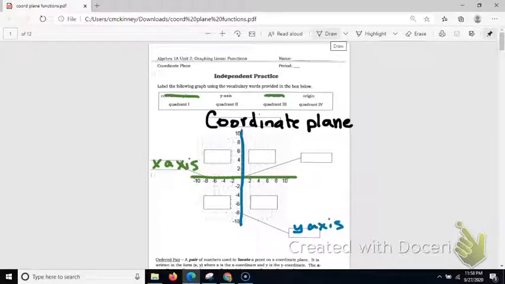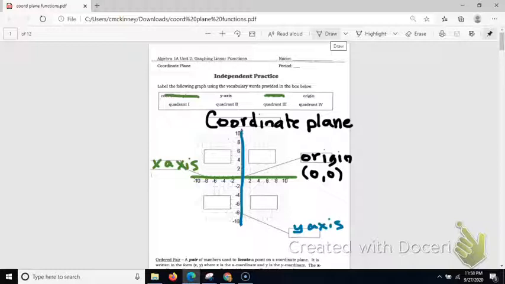And as you can see, the one straight up and down is similar to a thermometer with negative numbers at the bottom and positive at the top. Where those two axes meet, there in the center, that point, that ordered pair, is 0, 0. And it has a special name. It's called the origin. It's like that's where we start. It's where everything begins.